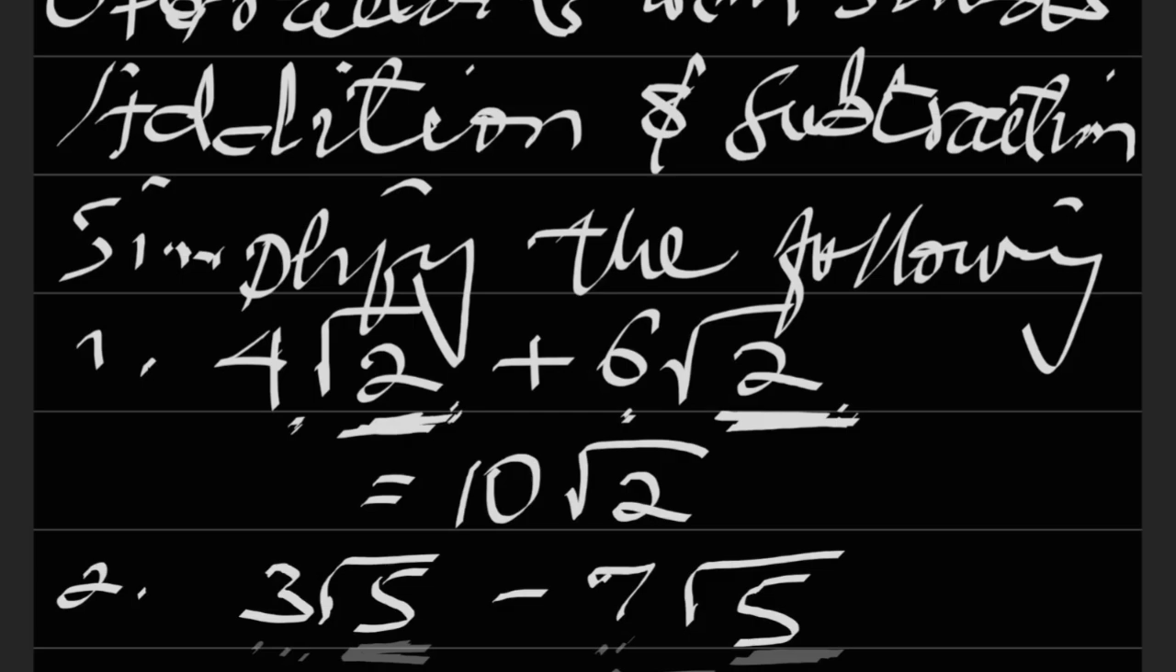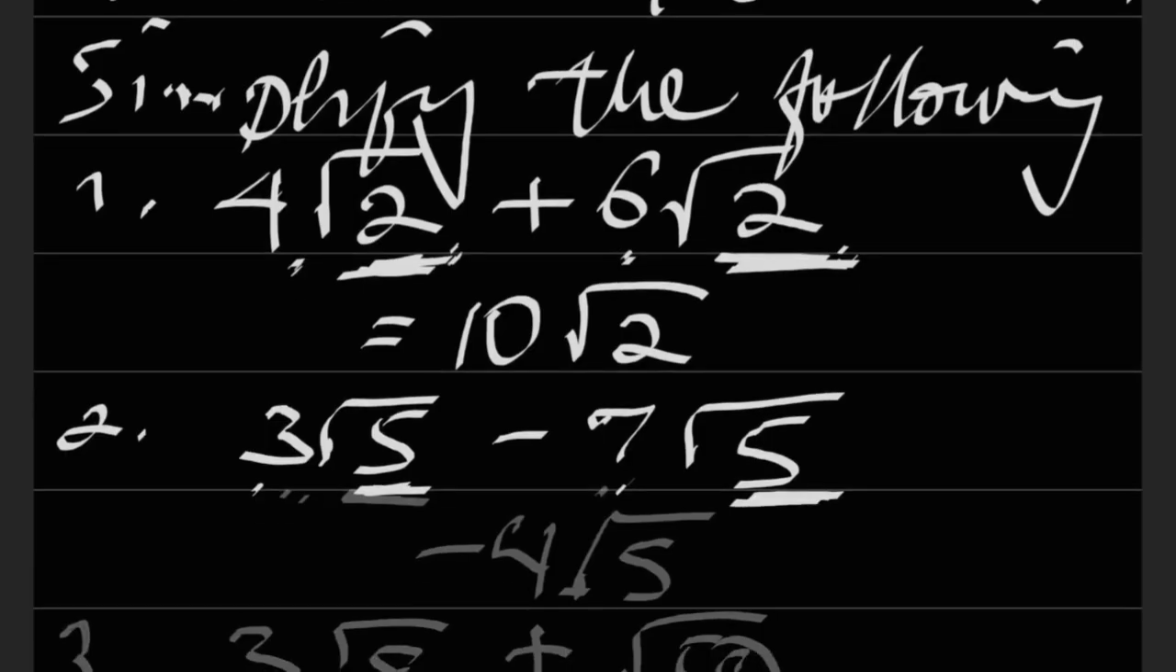As I said earlier, if the numbers inside the roots are the same, those numbers are like terms. We don't consider the ones outside. We consider the ones inside. Once the numbers inside the roots are the same, then the first number and the second number are like terms, so you can add or subtract. So 3 root 5 minus 7 root 5, it is possible to subtract these numbers.